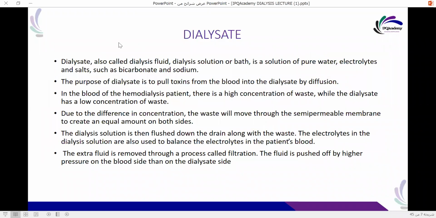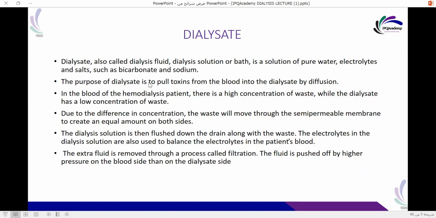Dialysate. What is the dialysate? Dialysate, also called dialysis fluid or dialysis solution, is a solution of pure water, electrolytes, and salts, such as bicarb and sodium. So this is a combination of pure water, or treated water, or product water, as we will mention, in addition to some electrolytes needed for the purpose of waste exchange.